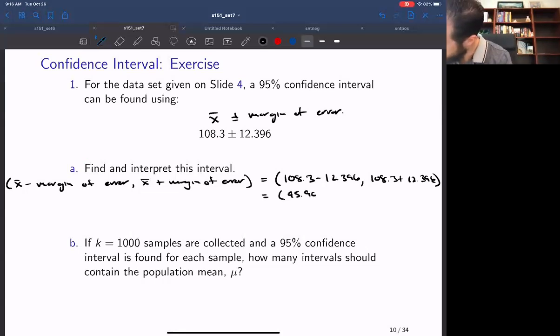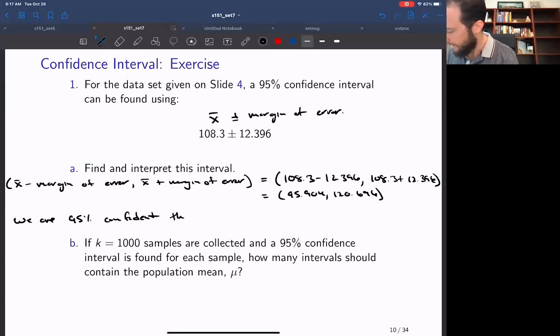95.904 to 120.696. All right. And then we can say we are 95% confident that mu is between 95.904 and 120.696.